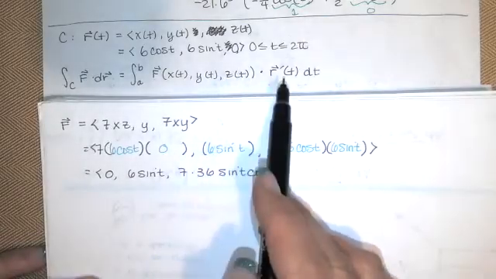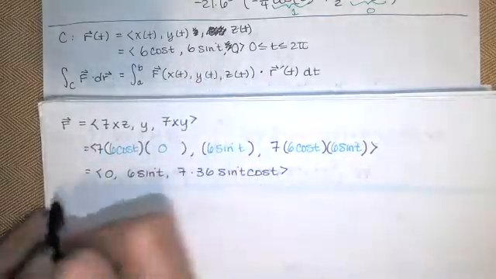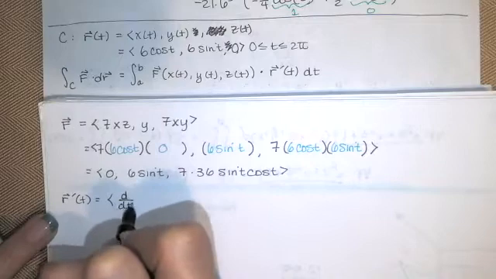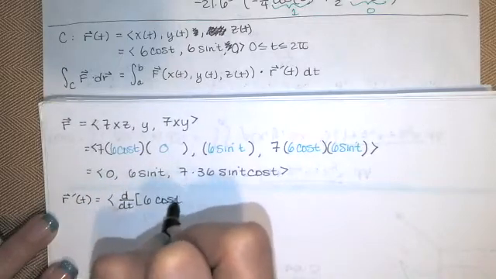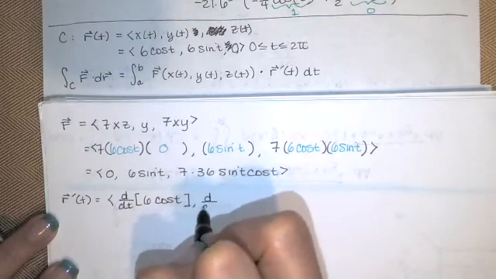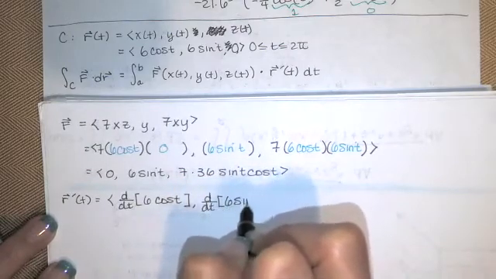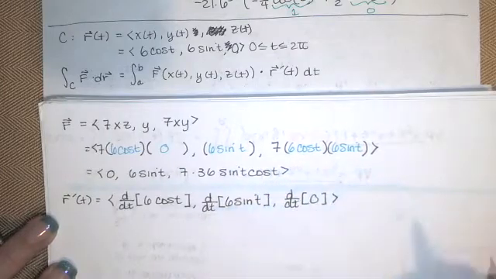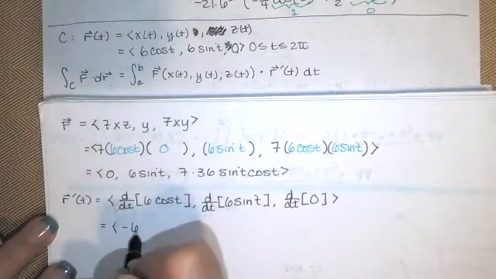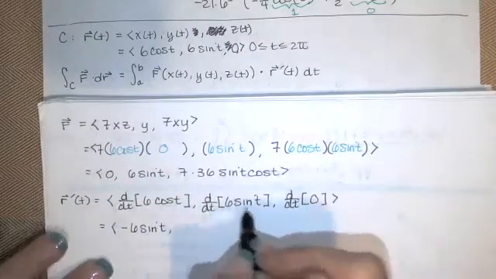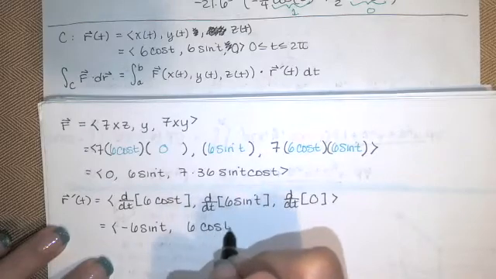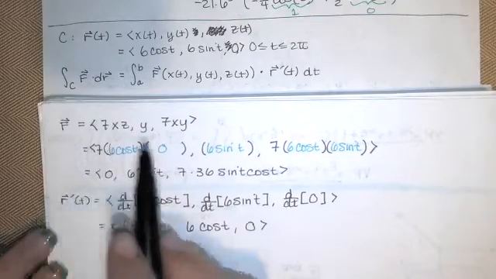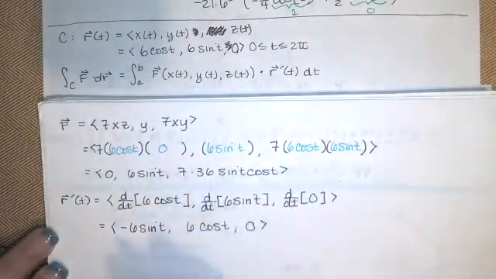Now I want to take the dot product of that with r prime. So I need to compute the derivative of r, which is easy enough to do. I'm just going to take the derivative component by component, so x prime, y prime, and z prime here. And of course, z prime is 0. Derivative of cosine is negative sine. Derivative of sine is cosine. So we've got that. And then we're going to take the dot product of f with r prime.